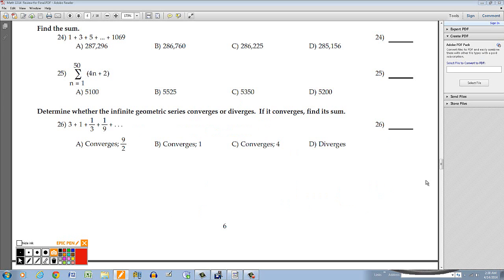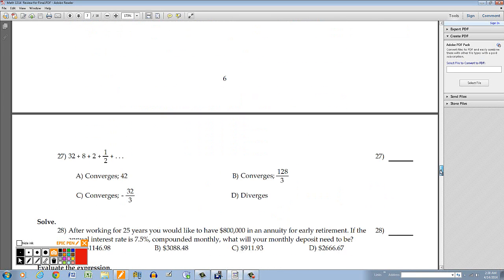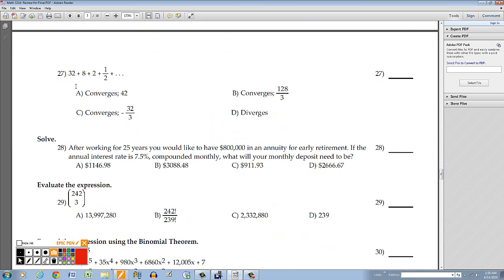Next one, again, is a geometric sequence. I'm multiplying, notice, by 1/4. 1/4 times 32 is 8. 8 times 1/4 is 2. 2 times 1/4 is 1/2. So 1/4 does fall between -1 and 1. So this one converges.